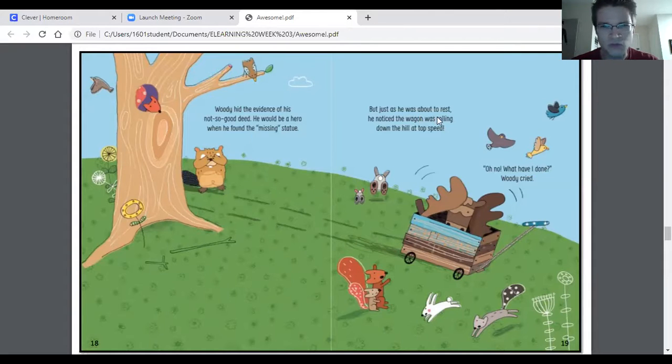But just as he was about to rest, he noticed the wagon was rolling down the hill at top speed. "Oh no, what have I done?" Woody cried.